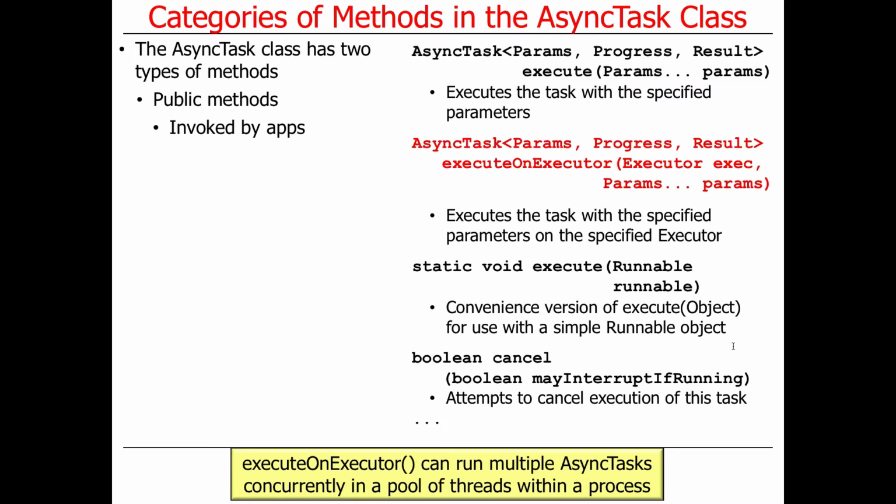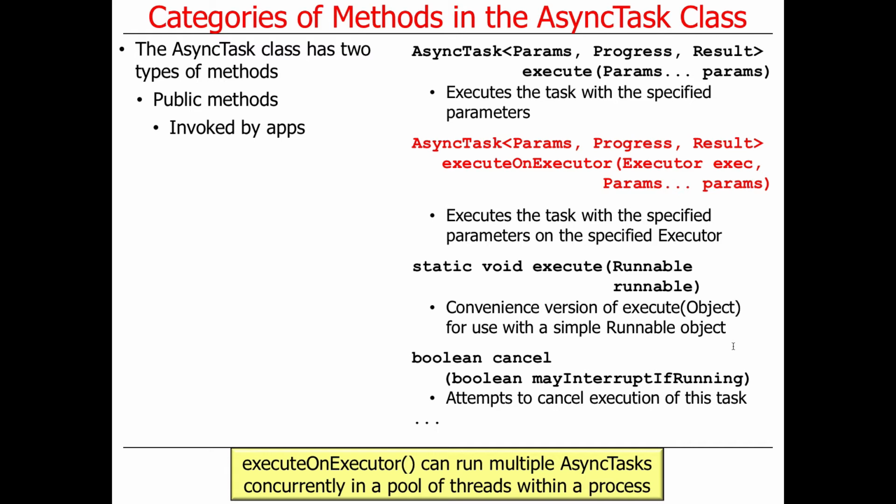If you want to run things in parallel, you need to use this method, execute on executor. And this is really important because this is the one you'll need to use for your assignment. So what this does is it executes the task with the specified parameters on the specified executor. And this allows you to be able to have multiple async tasks run concurrently in a pool of threads within a process.